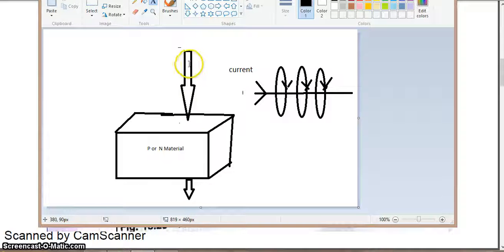Whenever a transverse electric field is impressed upon a P-type material or N-type material, it causes the current to flow. For example, what would be the direction of the current? If you take the right hand thumb rule, when a current is flowing in a conductor in this direction, the magnetic field will be produced in this way, or else if the magnetic field is in this direction shown in the figure, then the current will be in this direction.